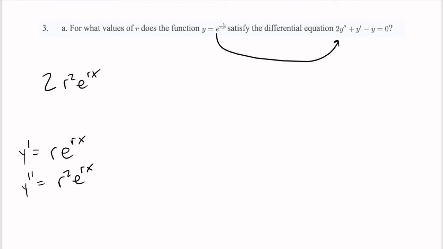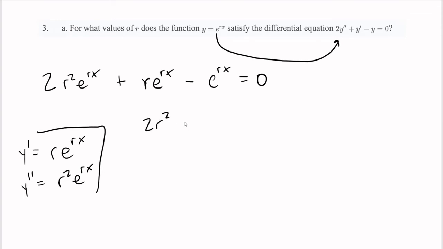Remember, r is just a constant here, right? r is just a number. That's why I'm treating it that way here. Plus y prime. Okay, r e to the rx. Just plugging that in. Minus y was just e to the rx equals 0. Okie dokie. So you might be looking at this like, oh, geez. How do I make this 0? Well, factor out the e to the rx. We do a little algebra. So this is 2r squared plus r minus 1 times e to the rx equals 0.